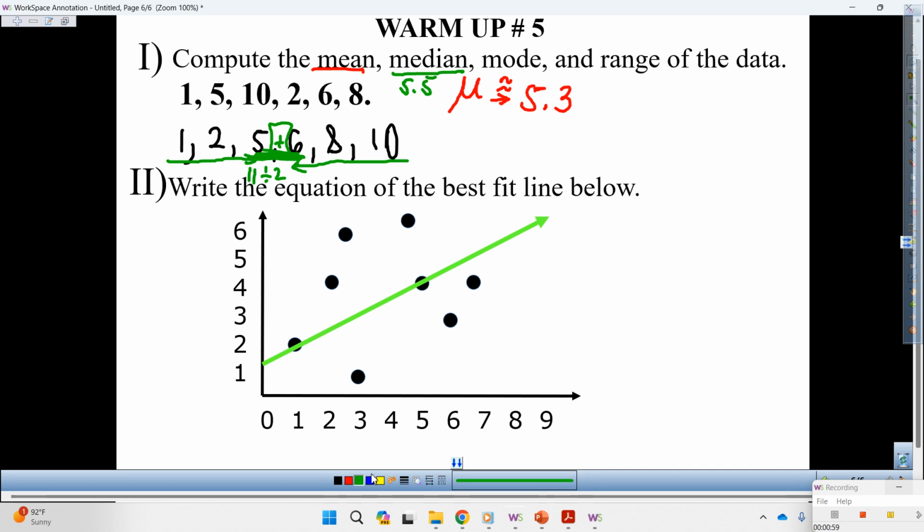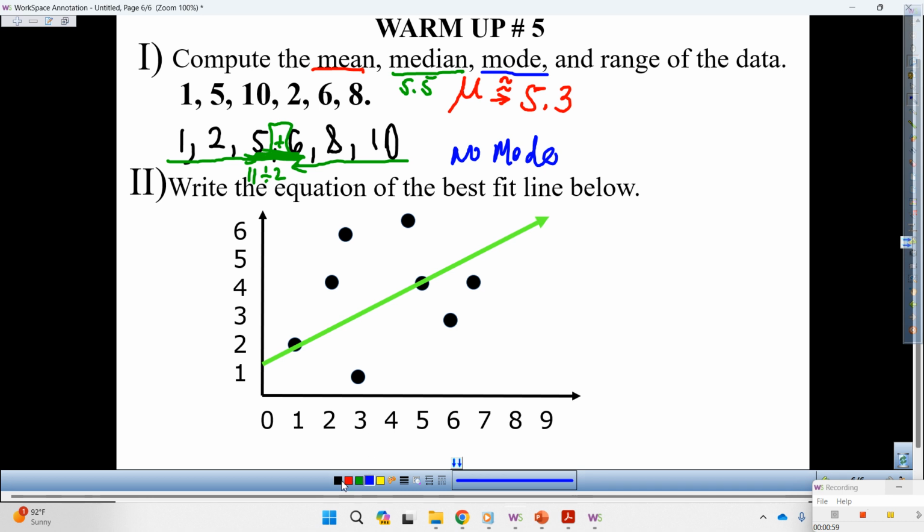All right, let's go to mode. Mode is the number that repeats the most. Pass them on. No mode. That is correct. No mode because there is no number that's repeating.